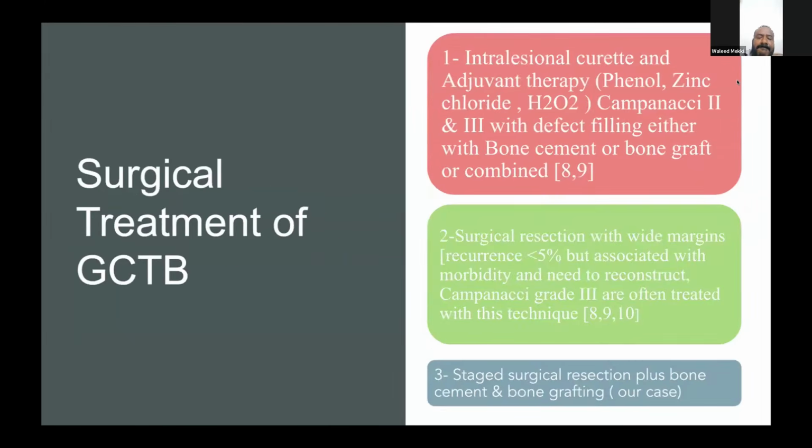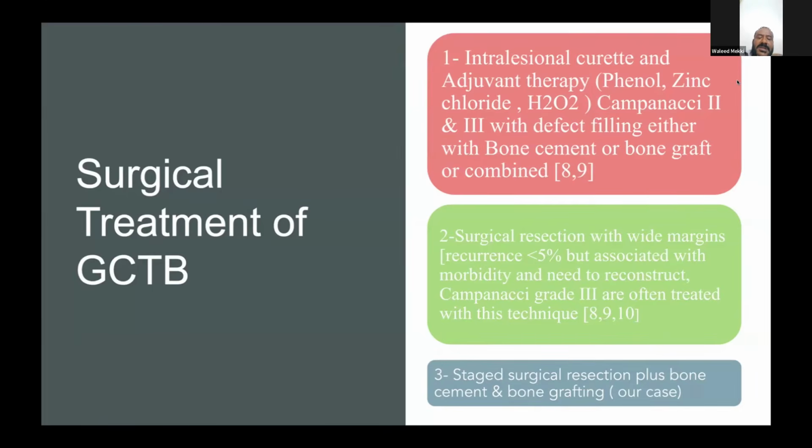For the surgical treatment, which is the most commonly used, we have intralesional curettage with adjuvant therapy. We add phenol, zinc chloride, or hydrogen peroxide, usually for Campanacci grade 2 or 3 cases, with defect filling either with bone cement or bone graft, or combined, which we call the sandwich technique.